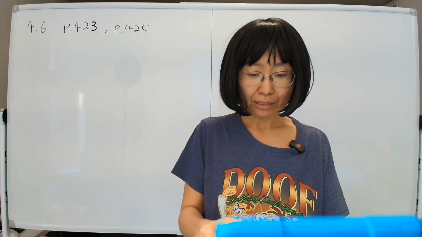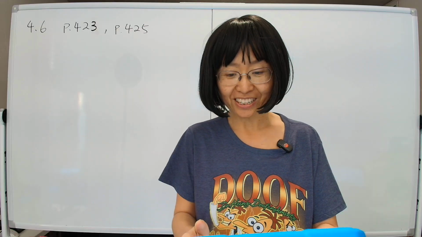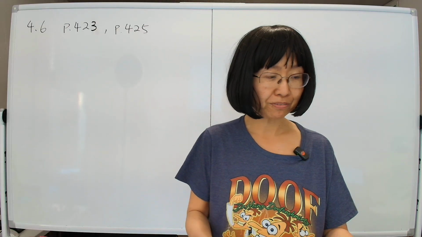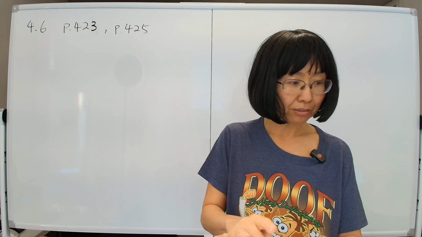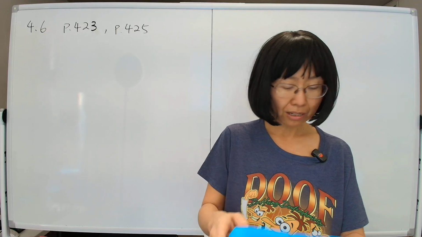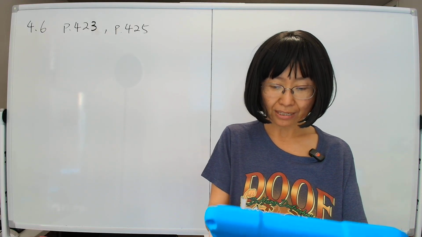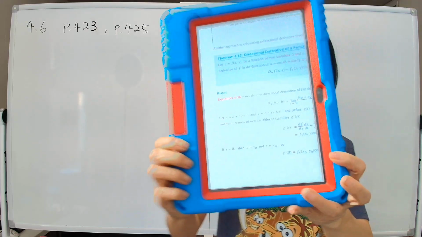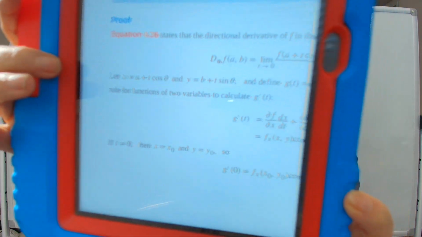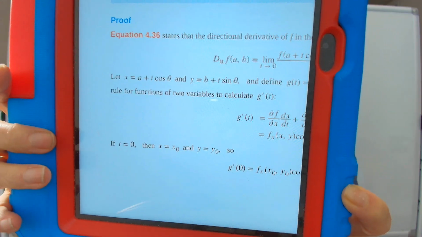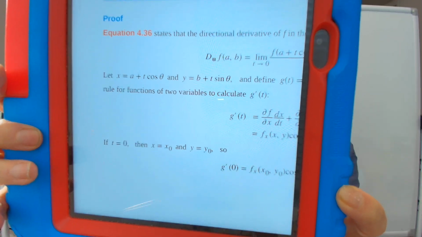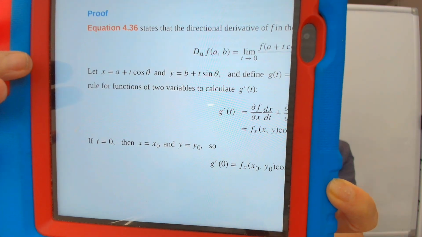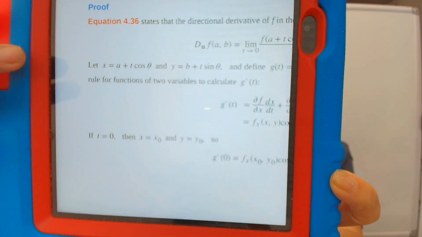And so the proof is very nice and straightforward, a cute little proof using the chain rule. So please do the proof as part of your homework. Now notice that in the proof, your book first says x equals a plus t cosine theta, right? And then later it says when t is 0, x is x0. No, please replace the x0 with a. It should say right here: when t is 0, x is a, not x0.